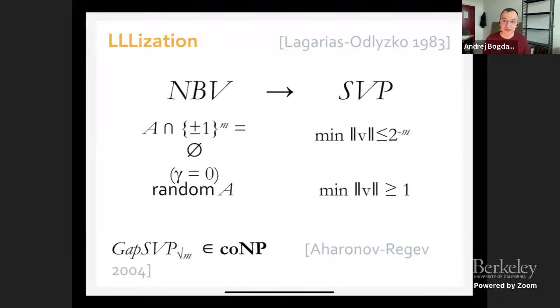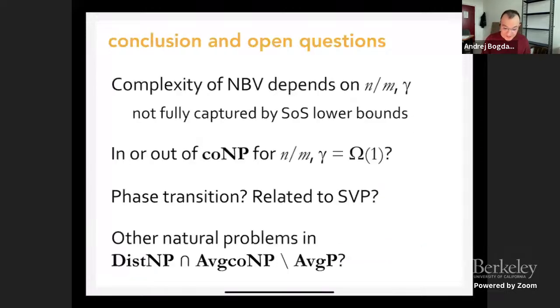So let me finish a little bit early. Well, you can go to lunch, but I just want to leave you with some conclusions and some open problems. So I think the main conclusion of this work is that this is an interesting problem because there are these two parameters, the rate and the distance, and they seem to play a big role in the complexity of the problem.